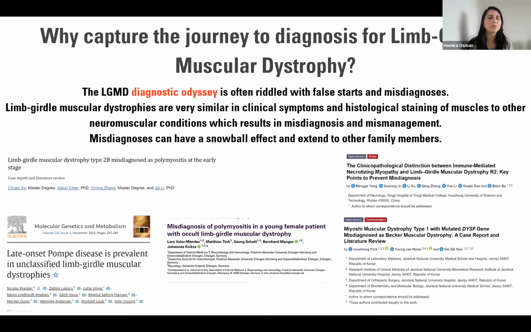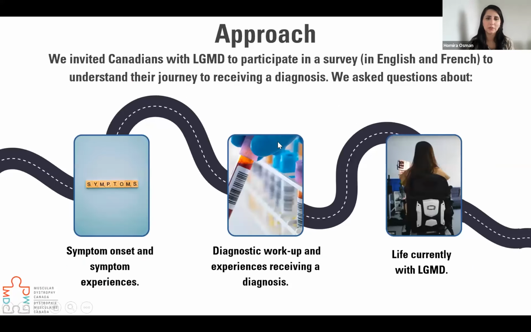So actually in our study, we spoke to someone who said, I received a Becker muscular dystrophy diagnosis, and that's because my brother had received a Becker muscular dystrophy diagnosis. So I had assumed that that's what I had as well, or the clinicians had assumed. And it wasn't until many years later that I received an accurate diagnosis of limb-girdle muscular dystrophy. So how did we want to approach this work?